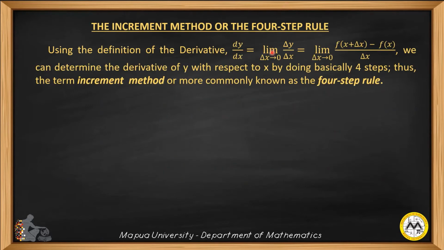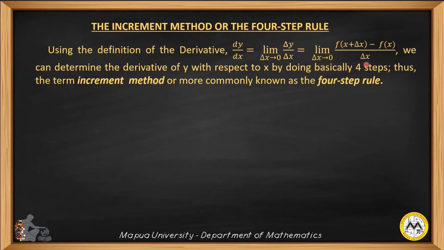Based on the definition of the derivative, we can determine the derivative of y with respect to x by doing basically 4 steps. First is to define f of x plus delta x. The second step is to get the difference of the function, f of x plus delta x minus f of x. The third step would be to divide that difference by delta x. And finally, the fourth step, to determine the limit of this ratio as delta x approaches 0.